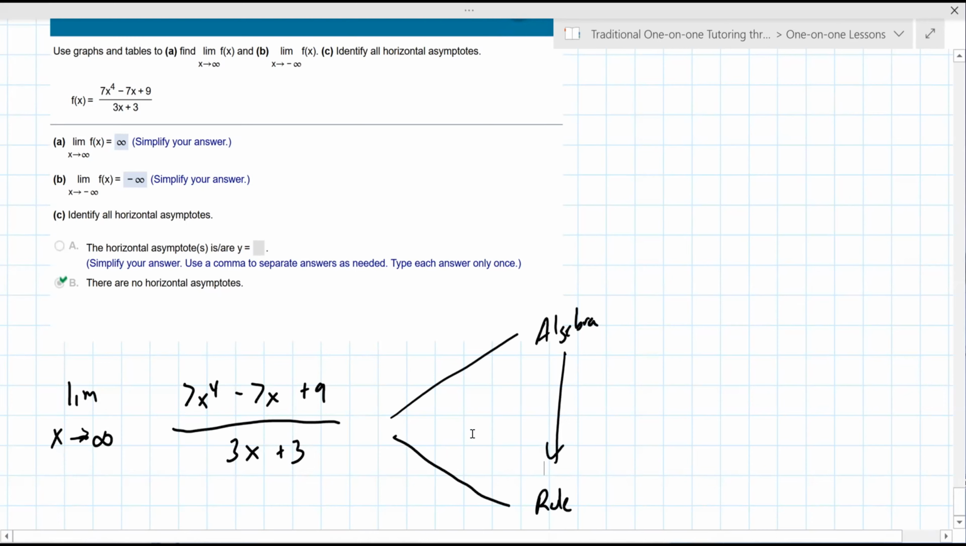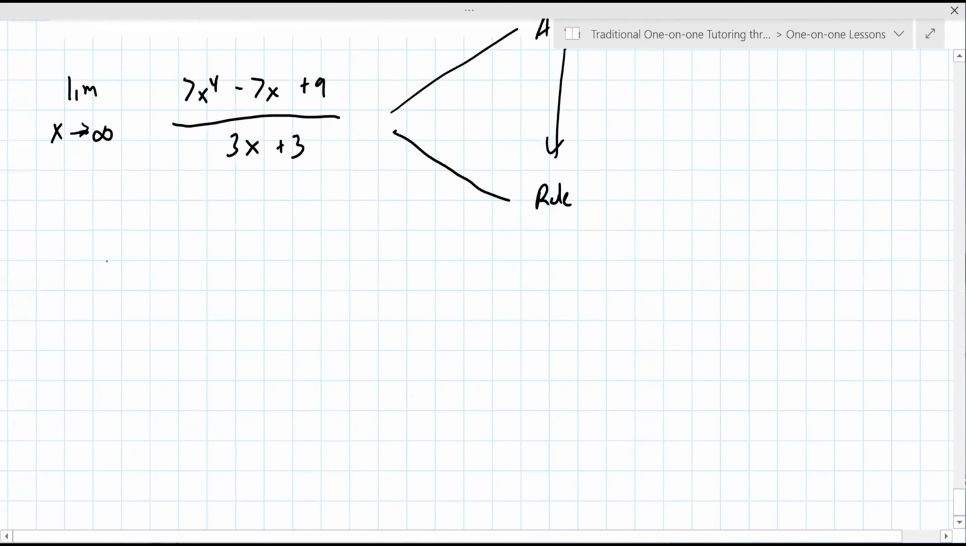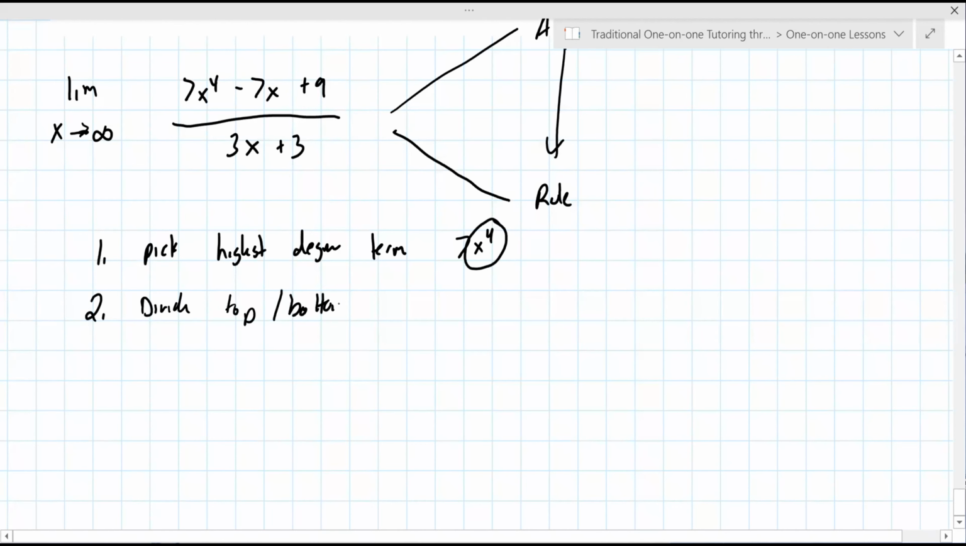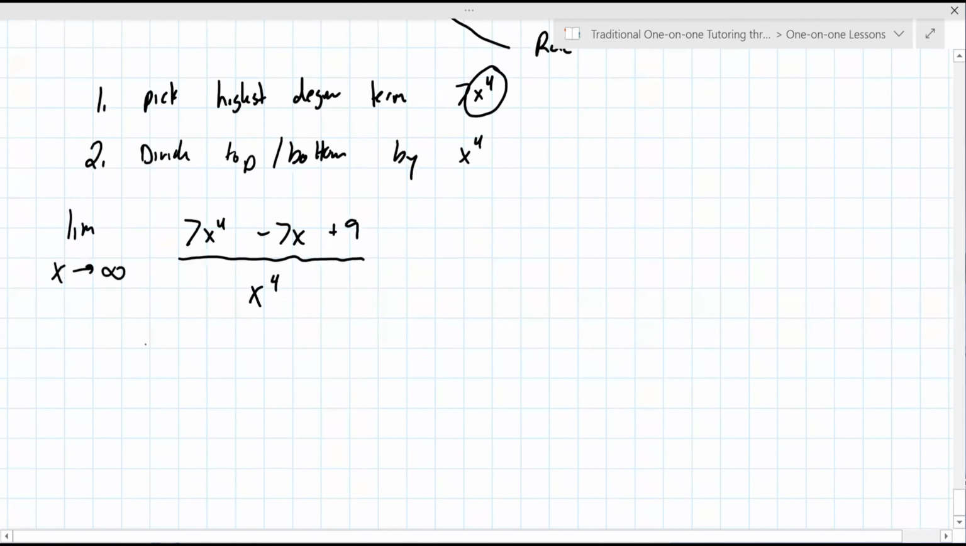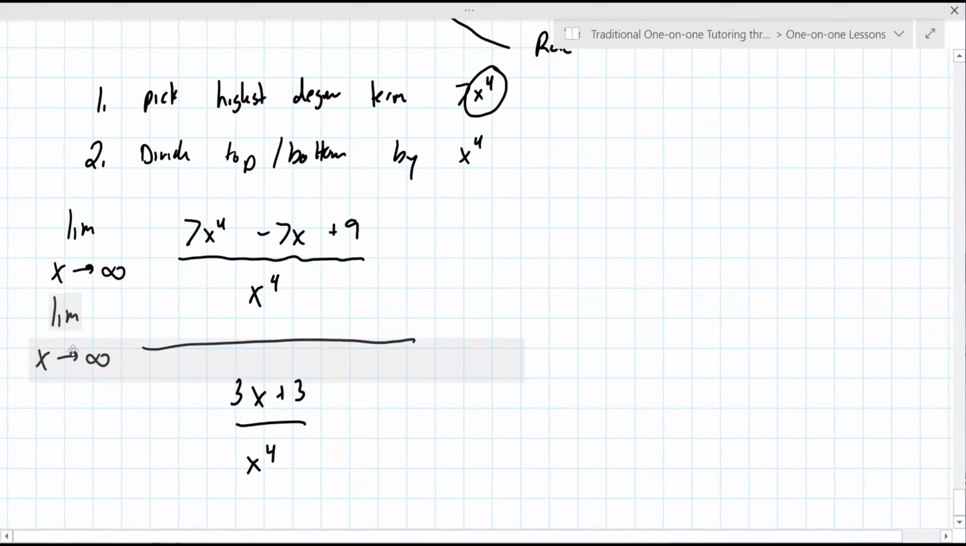I'd say probably the algebra, because I feel like we're going to have to show our work. Okay, so the first thing you do is pick the highest degree term. 7x to the fourth. Yeah. You identify that it's x to the fourth. Then you divide the top and bottom by, in this case, x to the fourth. So you take the limit as x goes to infinity. This is the correct way. If you haven't seen this in class, I can diverge, but you would write this over 3x plus 3 over x to the fourth. Let me move this limit down. Okay, now you divide.